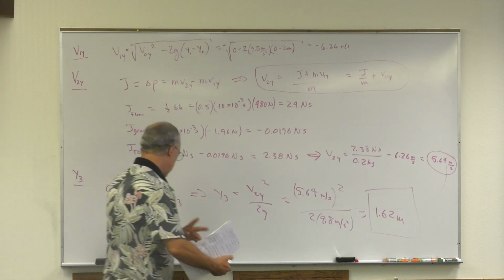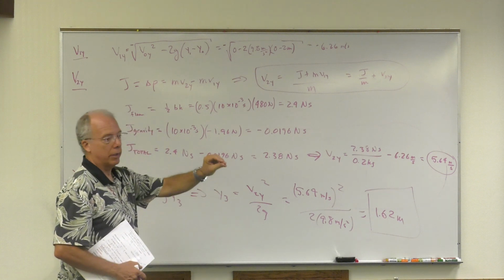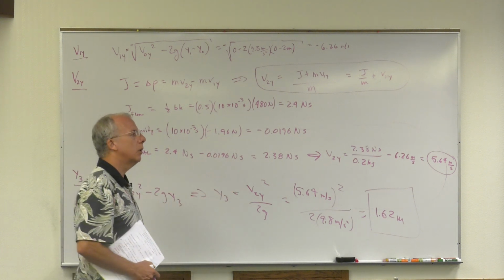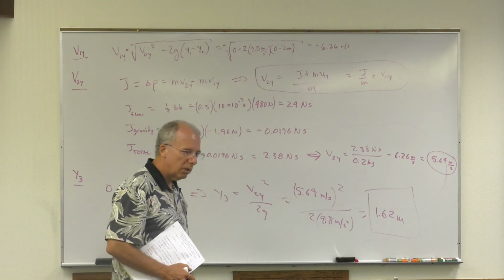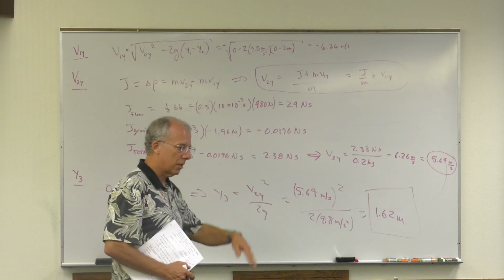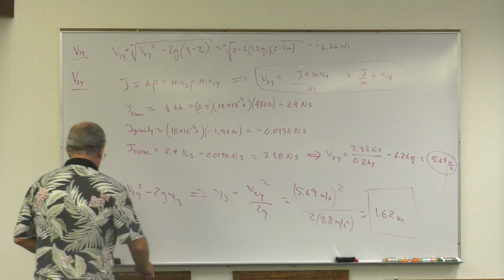Now, what do you notice? We dropped it from 2 meters and only bounced to 1.62 meters. Does that kind of make sense? Well, isn't some of the energy being wasted at the bottom? Yeah. And so it makes sense that it's not going to rebound to the same height.